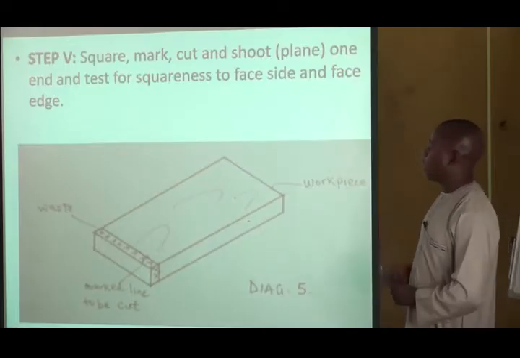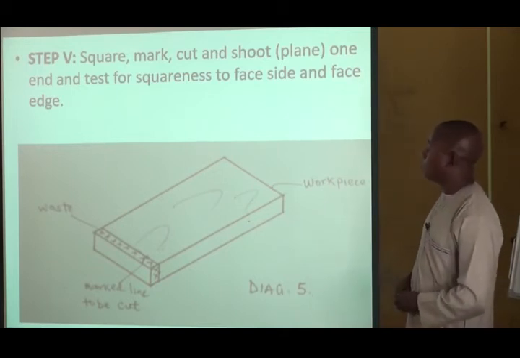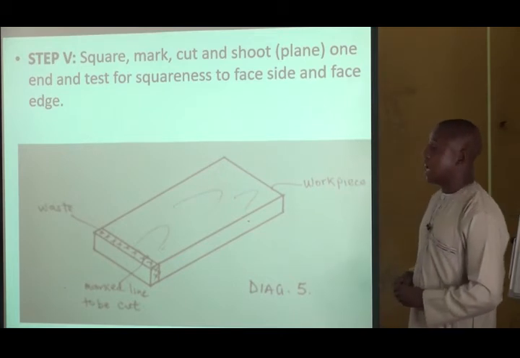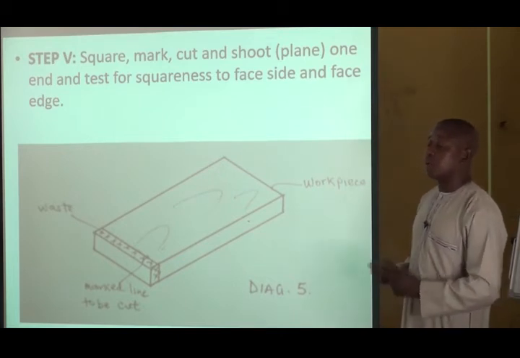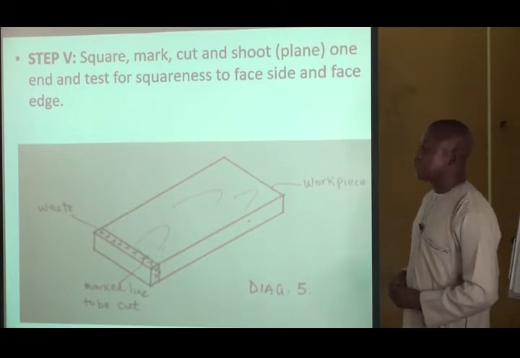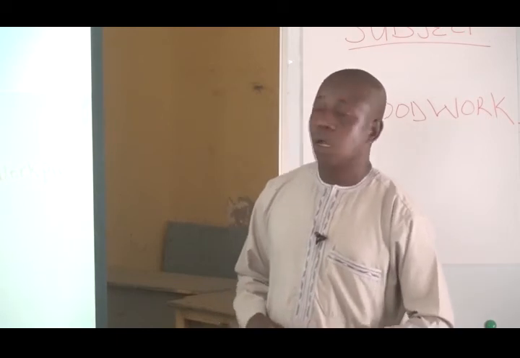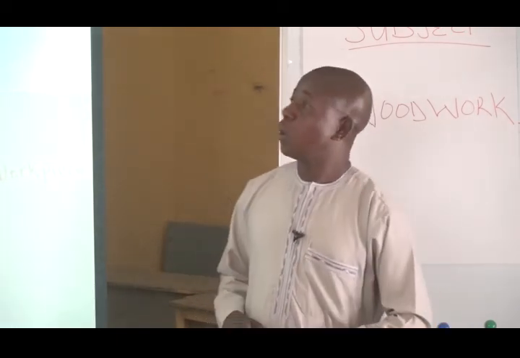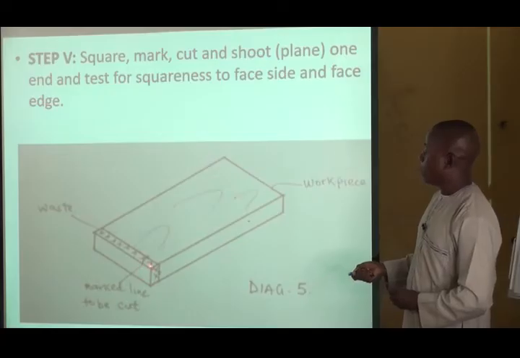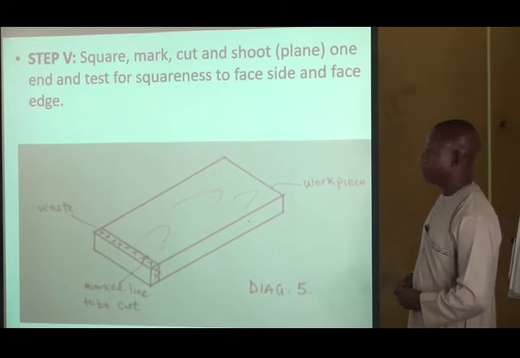We all know that we cannot just measure our 170 from the onset and make the cutting straight ahead. No. To ensure that our workpiece is squared to the face side, the edge, and also both the ends, first, one end is to be selected. That is what step five is saying. Square, mark, cut, and shoot one end. This is what we see from the diagram. An end has been squared.